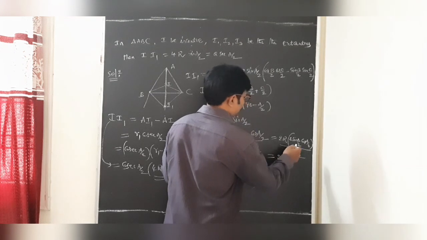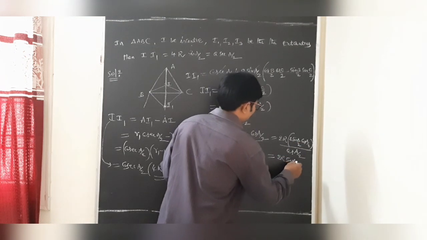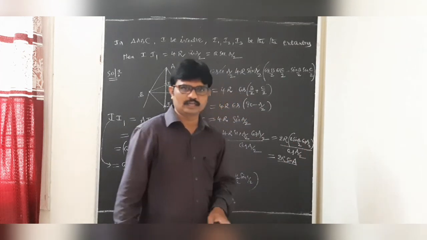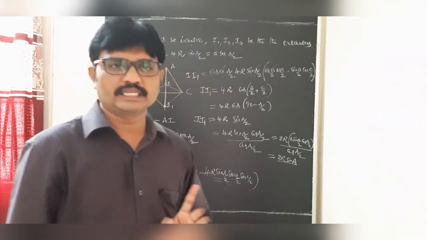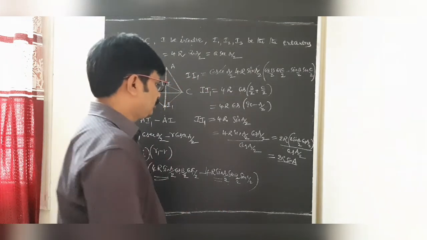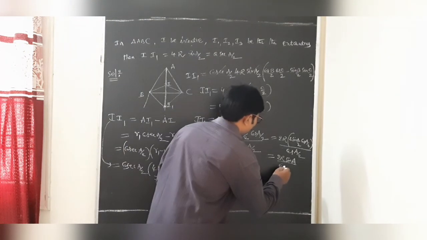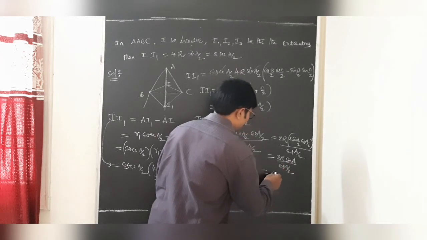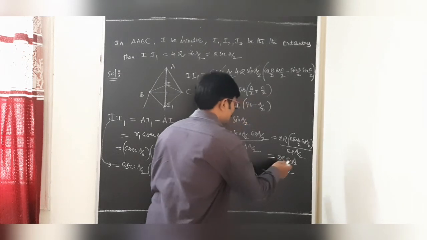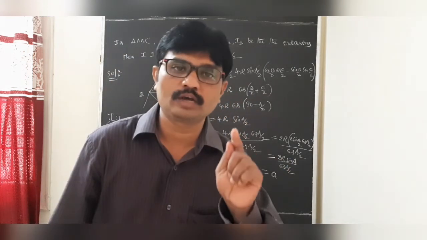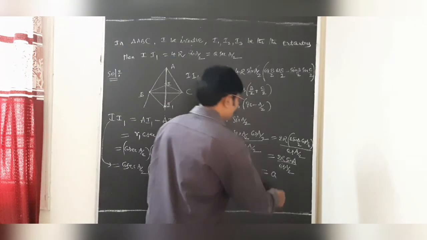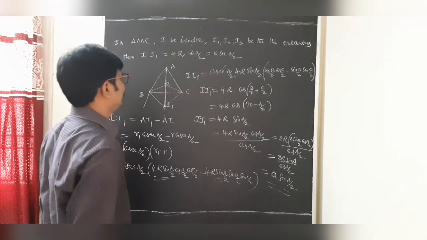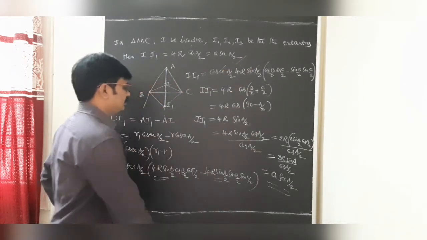Everybody knows 2 sin A by 2 cos A by 2 from the submultiple angles; it is the formula of sin A. So this is 2R sin A divided by cos of A by 2. My dear students, 2R sin A is small a from the sine rule. The reciprocal of cos is the secant, so we can write this as a secant of A by 2. Is it clear, students? How to write this one?